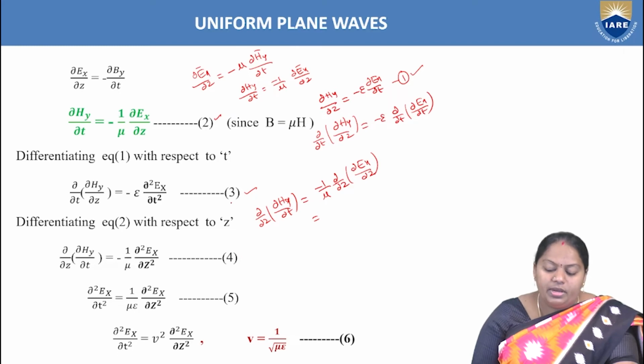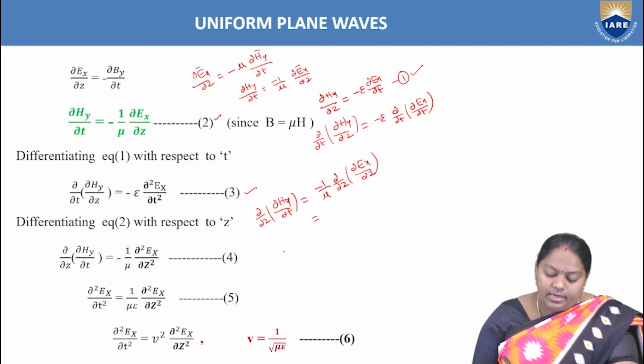Now if you compare equation number 3 with number 4, the LHS parts of 3 and 4 must be the same. So if the LHS parts of 3 and 4 are the same, the RHS parts of 3 and 4 must also be the same.